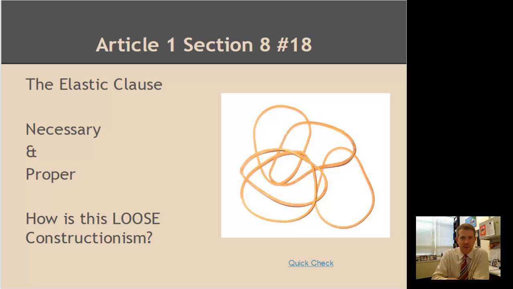And by the way, pause if you need to and write these things down, or pause and review. I'm going through them kind of quickly just so this video isn't too long for you. Loose construction is looking at the Constitution and deciding how it should be applied.